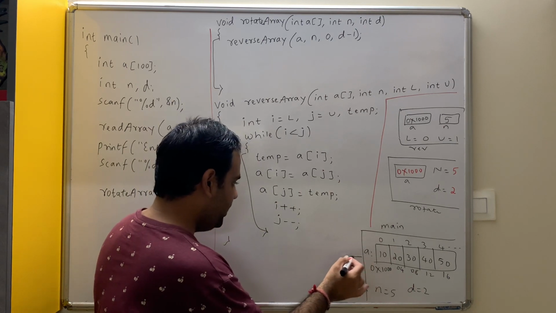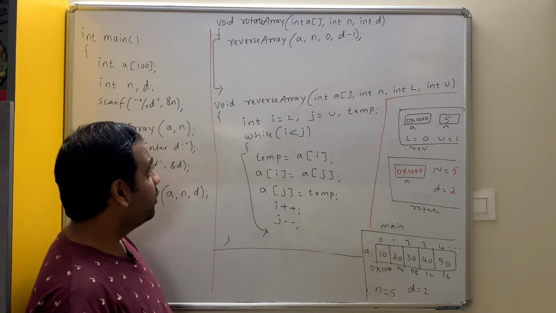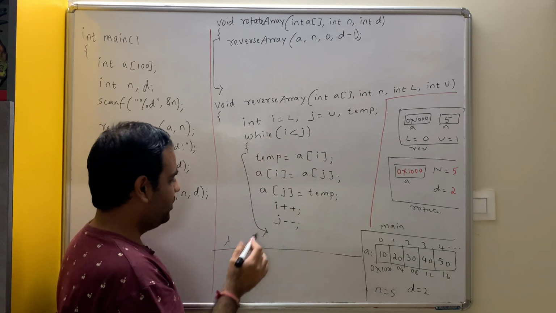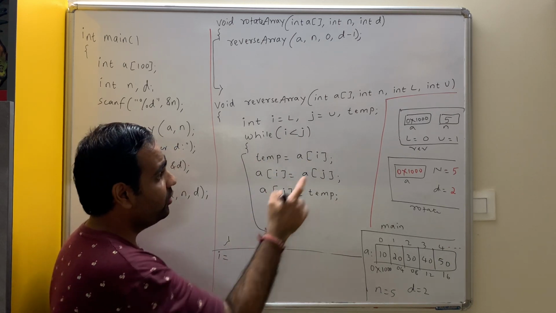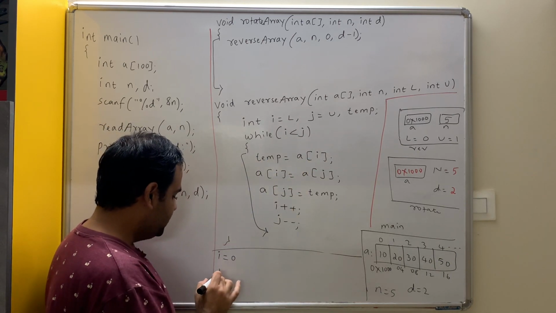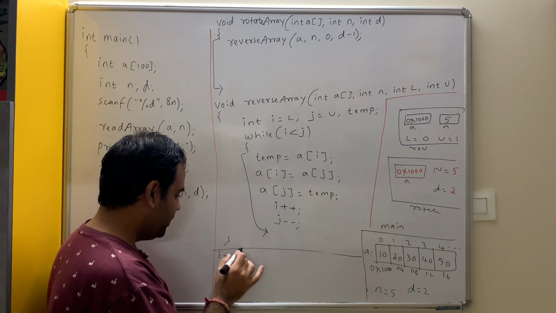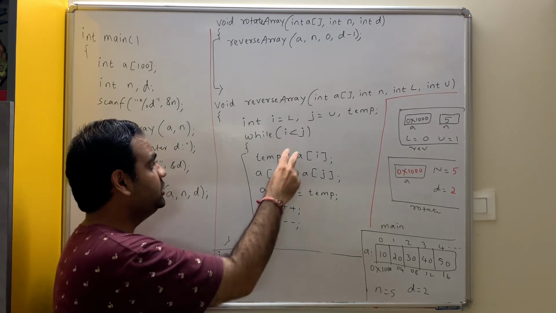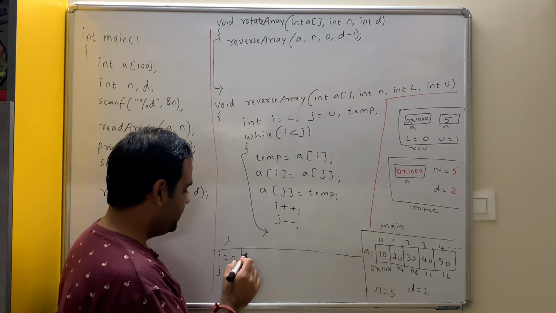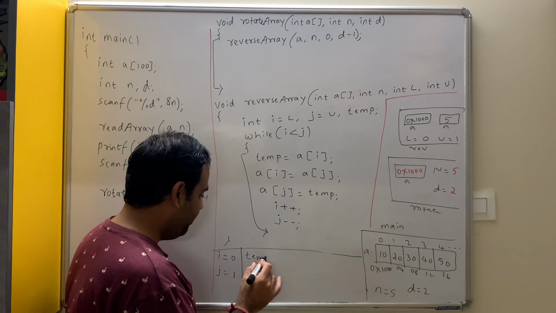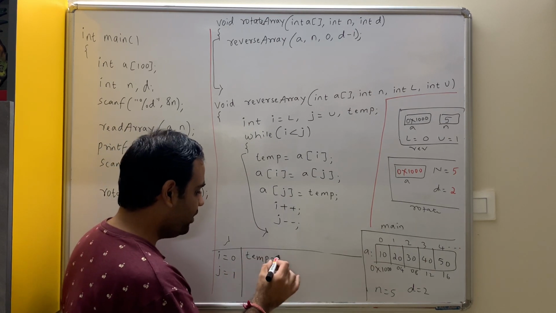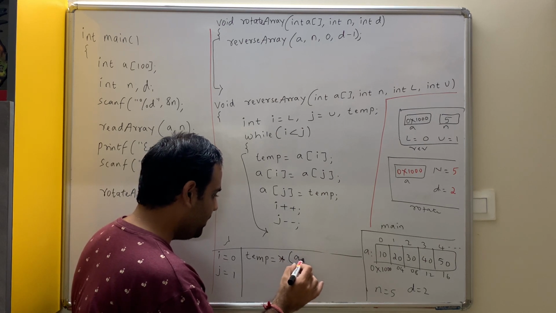Now let me do the rough work over here. What is the first line? i is equal to l. What is the value of l? The value of l is 0. j is equal to u. What is the value of u? It is equal to 1. Is 0 less than 1? Yes sir, 0 is less than 1. And I write temp is equal to A of i. And what is A of i? It is star of A plus i.